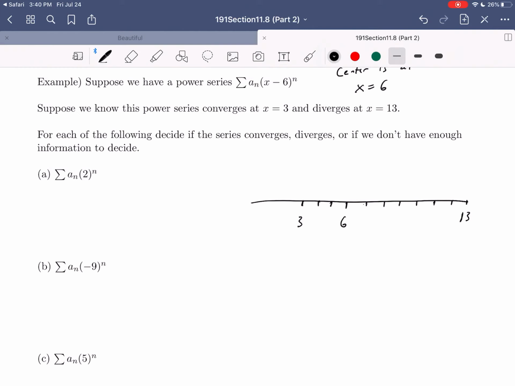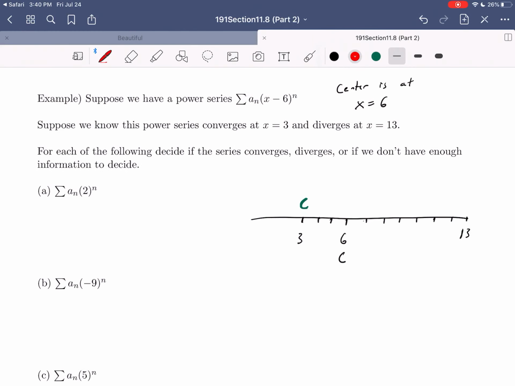So we know that this is the center, and we know that right at x equals 3, this thing converges. I'll draw that in green there. And at x equals 13, we know that it diverges. So before we start to look at these, what information does this tell us? Well, remember, an interval of convergence has to be centered at the center. In other words, if your center is at 6 and you know that it converges at 3, it has to converge all the way up to 3. So any of the stuff in between, it also has to converge at, because you can't have it converge for a while, then diverge, and then go back to convergent.